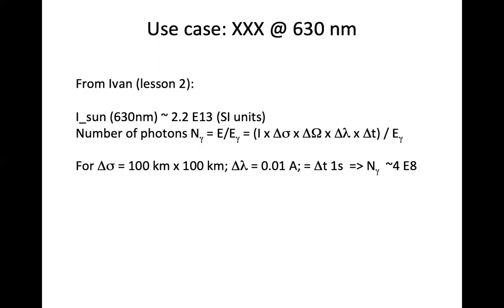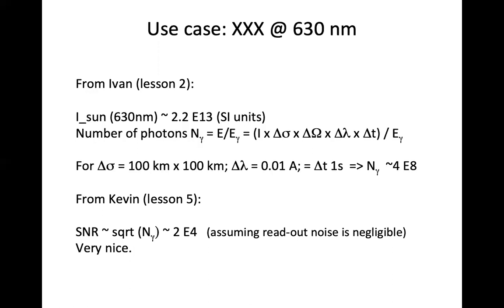So if you did this, and again, following his example, you have 4 × 10⁸ photons. That's nice. That's a lot of photons. Why is that? Because from Kevin, you've heard that if you read a camera or detector, you can go back to the number of photons, and if you assume that the readout noise of your camera is negligible, your noise is about the square root of your signal. And so here we have a signal to noise ratio of 2 × 10⁴, which is huge.